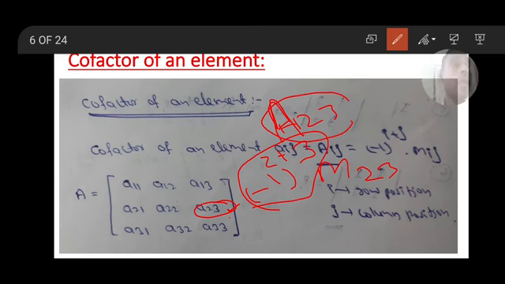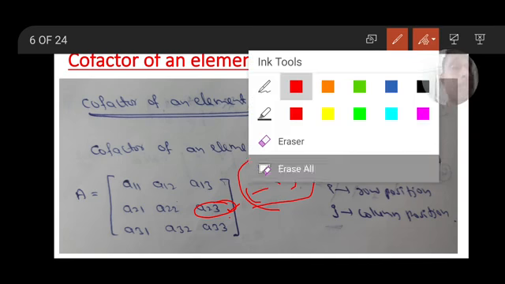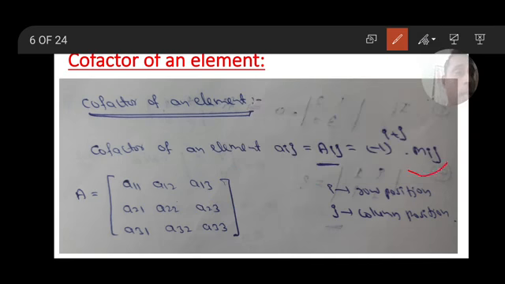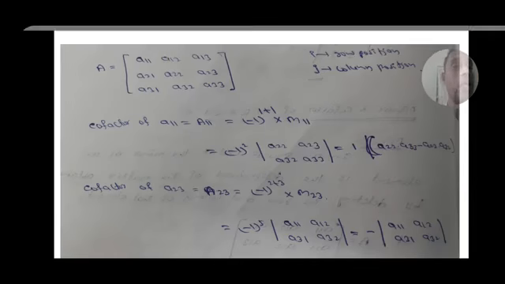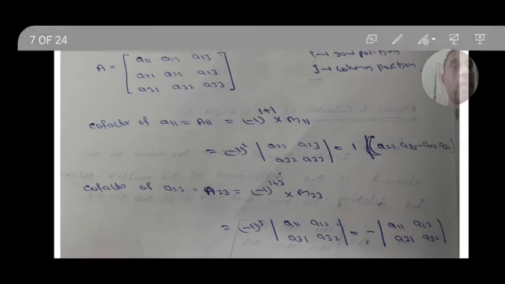Okay. In general, the minor Mij is multiplied with minus 1 whole to the power of i plus j. The i is the row position, j is the column position. For example, capital A equal to the matrix A11, A12, A13, A21, A22, A23, A31, A32, A33. Then the cofactor of A11.